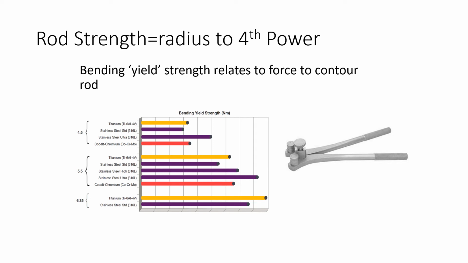So when you're bending a rod, you're aware of the increased forces required to contour a rod as the rod diameter increases. But also be aware that as you contour your rod, you're producing notches and little cracks in the rod that may predispose to fatigue failure. So the more precise and accurate your bending, the better for the ultimate strength of that rod.